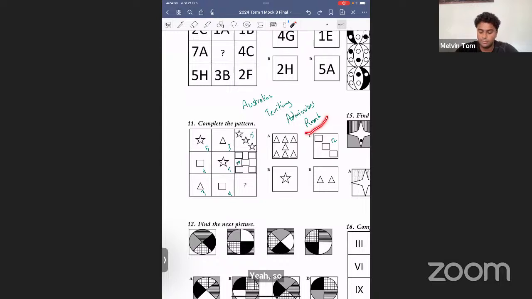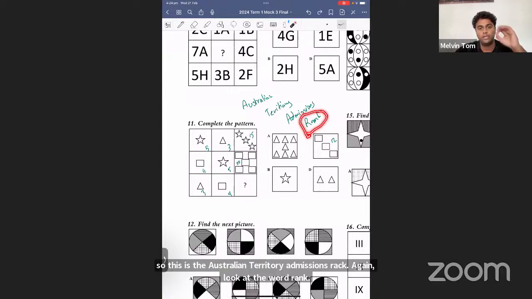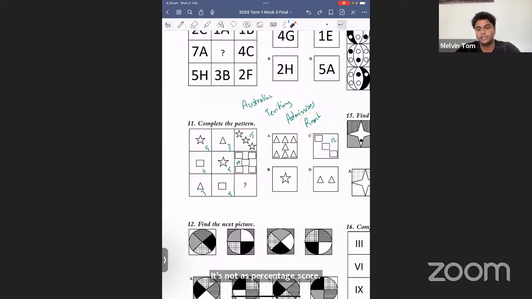So again, look at the word rank. It's not a percentage score, it's a rank, meaning the score you get is which rank you are compared to all Australian students. Now, a lot of times, for example, people say, oh, I got a 97 ATAR. That means I'm in the top 3% of students.